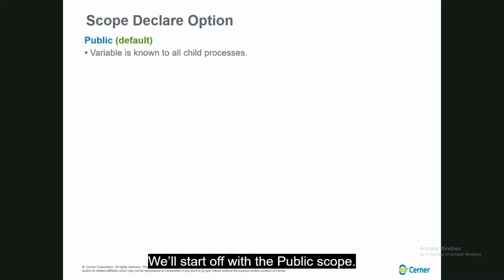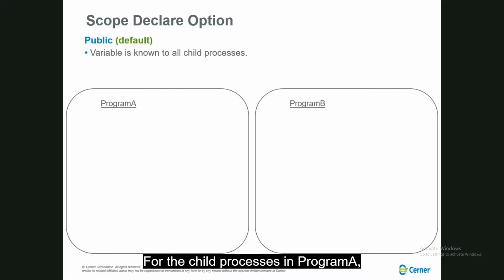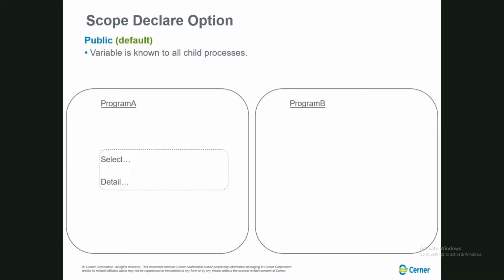We will start off with the public scope. This is the default scoping option. If no scoping declare option is defined, then the variable will be in the public scope. This means the variable is known to all child processes. Let's say we have two programs, Program A and Program B. Program A will be the main or parent program. For the child processes in Program A, there is the select command, a subroutine, and this program is going to execute Program B.